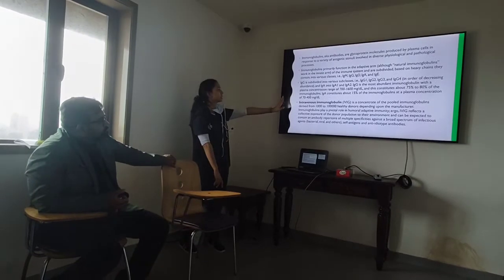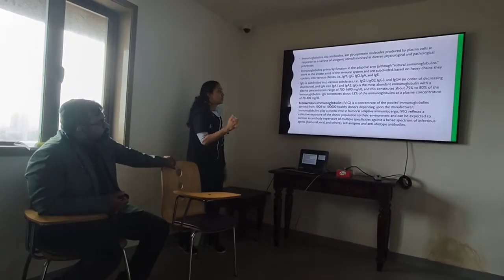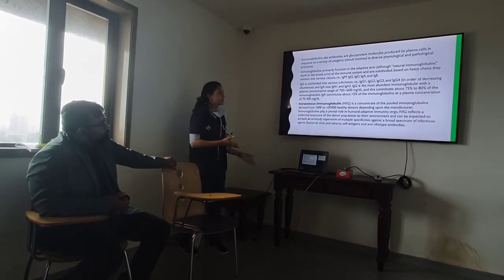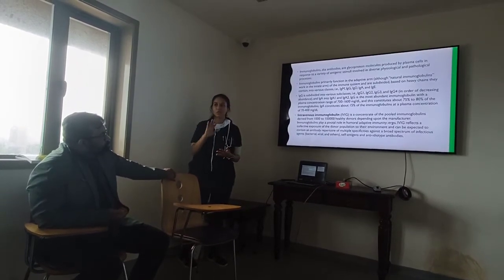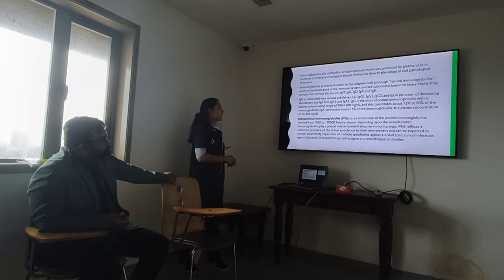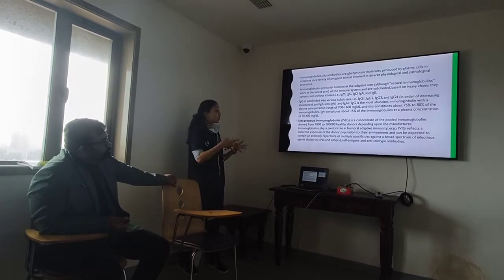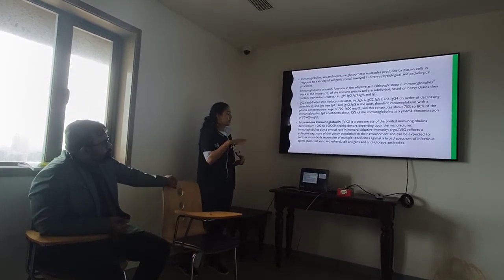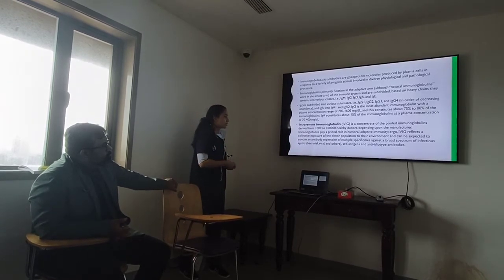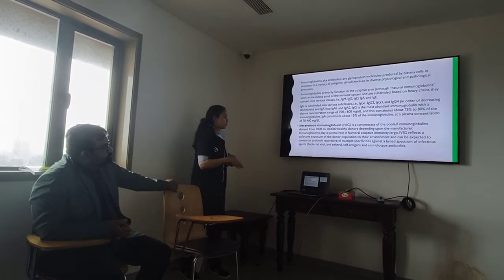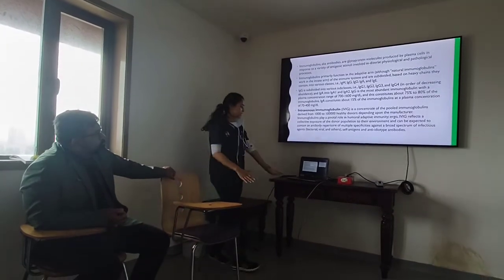The plasma concentration of IgG, which is the most, is around 700 to 1600 mg per dl, which is 75 to 80% of the immunoglobulins. IgA is the second most, which is only about 15%. And IVIG is basically a constituent of pooled immunoglobulins, which are derived from around 1000 to 10,000 healthy donors, depending on the manufacturer. It plays a role in the adaptive immunity, and this we discussed in detail.